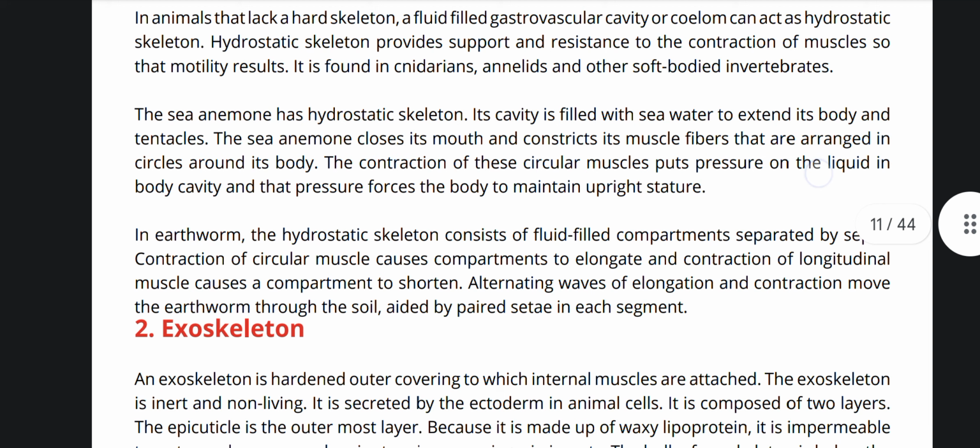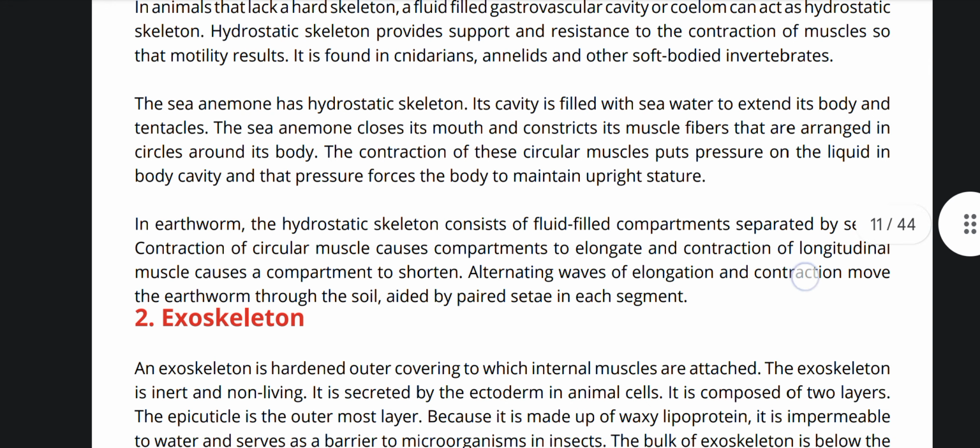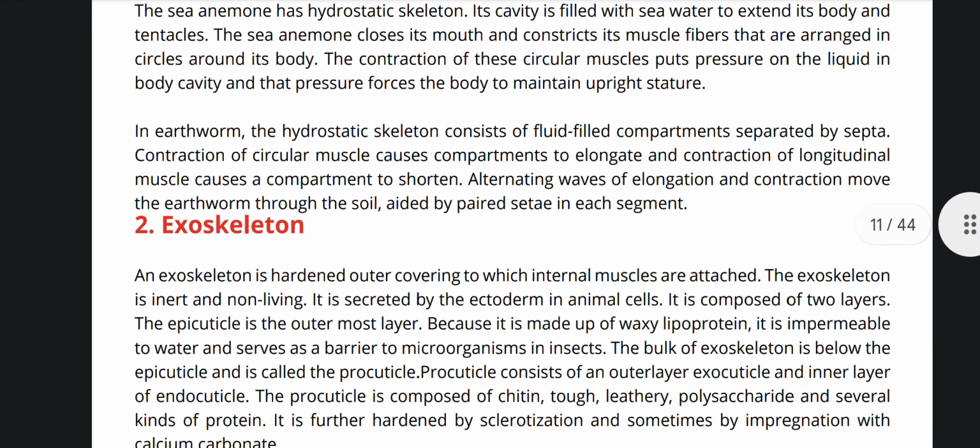The sea anemone has hydrostatic skeleton. Its cavity is filled with seawater to extend its body and tentacles. The sea anemone closes its mouth and constricts its muscle fibers that are arranged in circles around its body. The contraction of these circular muscles puts the pressure on the liquid in the body cavity, and that pressure forces the body to maintain an upright stature.